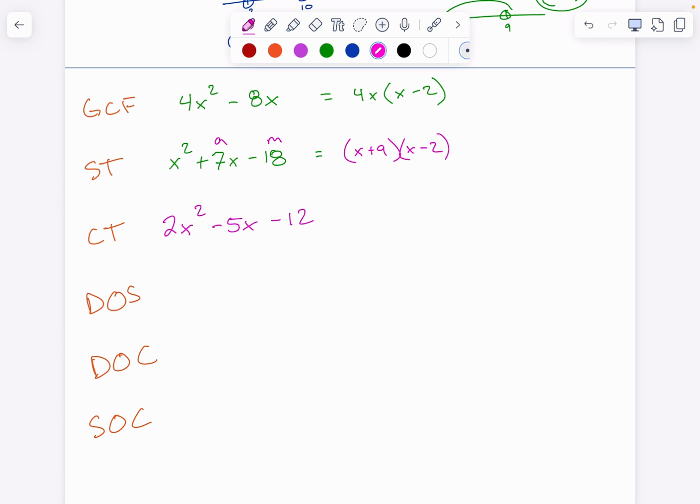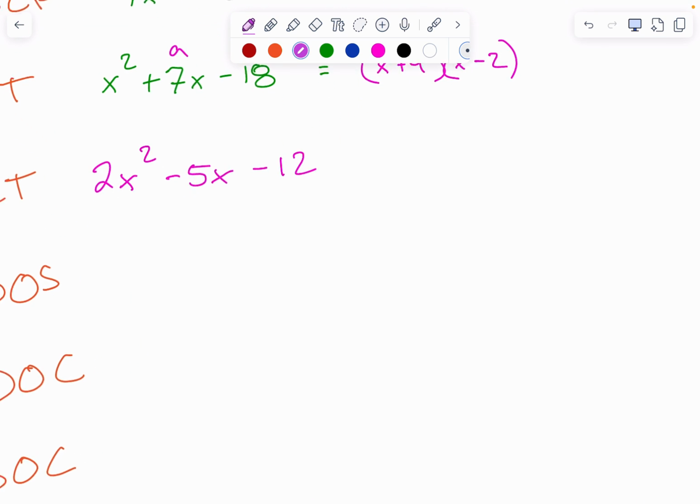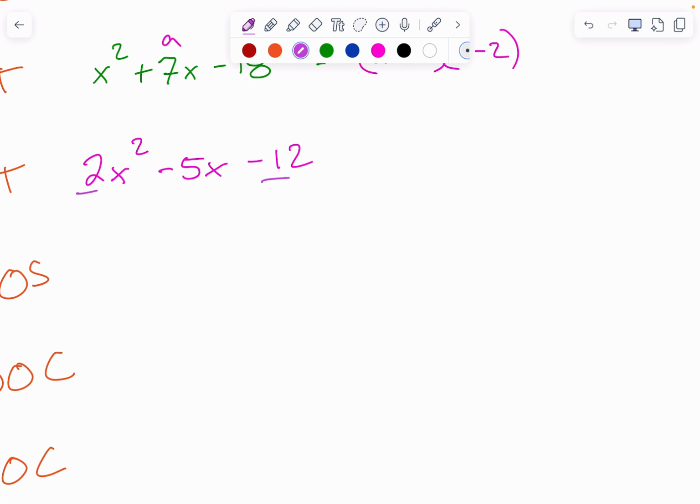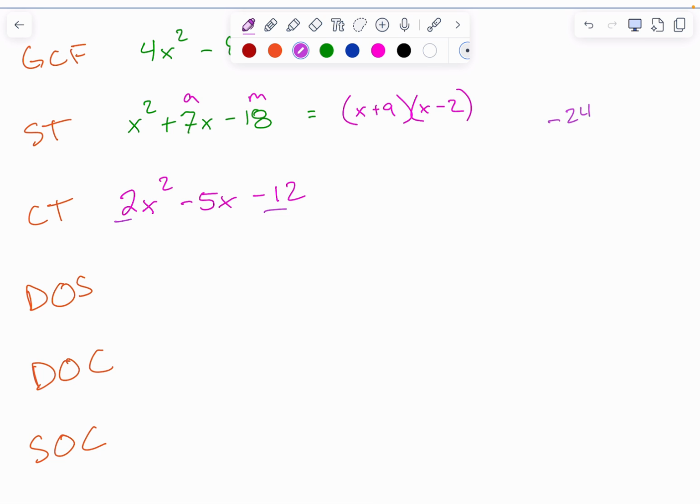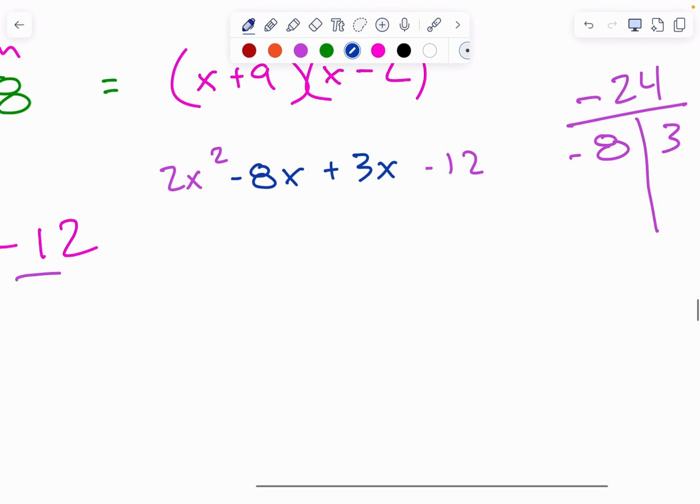What do we do first? Multiply the 2 and the 12, which is negative 24. What do I get? Multiply to get negative 24, but when I add them, give me negative 5. 3 and 8: negative 8, positive 3, whichever one you want to do first. So I've got 2x squared minus 12, but then the middle two pieces become minus 8x plus 3x. That's what it breaks down into. Now I have 4 pieces. Now do you remember what this process was called?